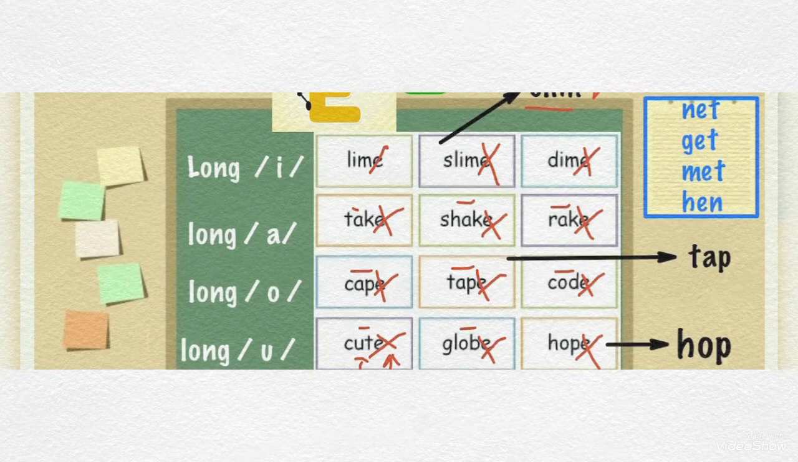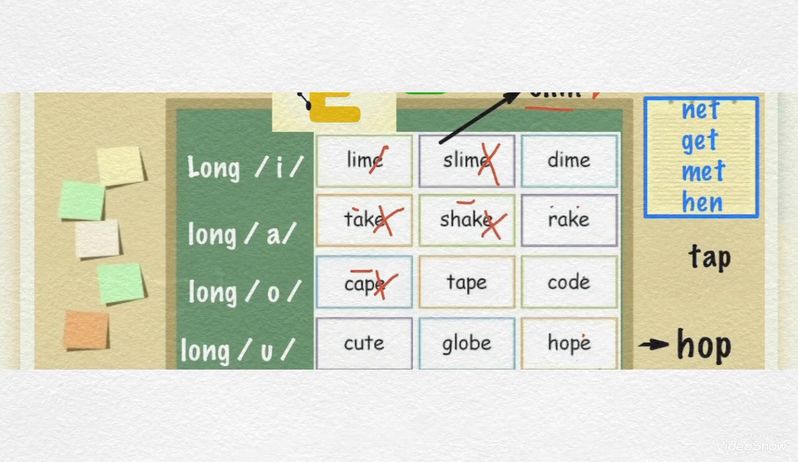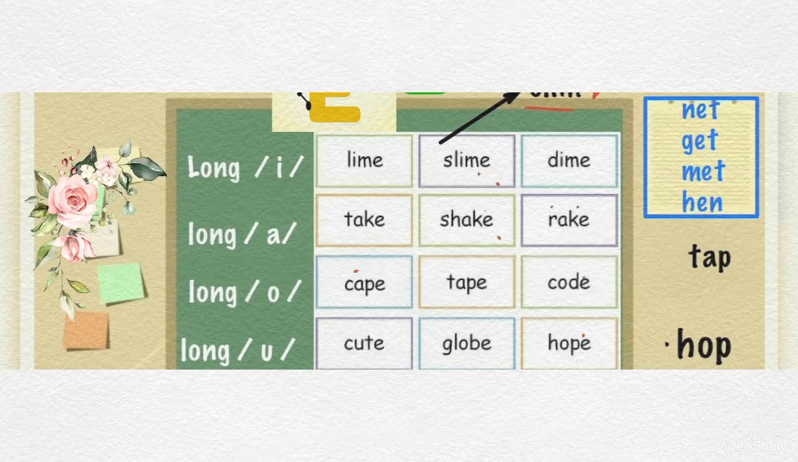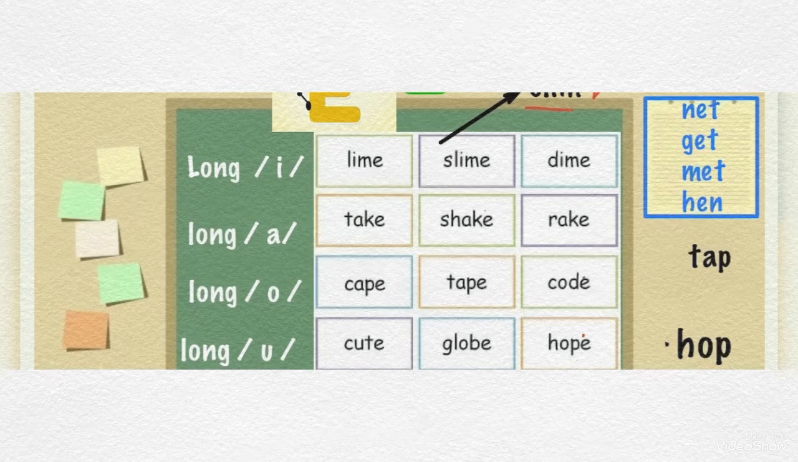So here, let's read all the words without these signs and try to read them with silent E. Yes, lime, slime, dime, take, shake, rake, cape, tape, code, cute, globe, hope.